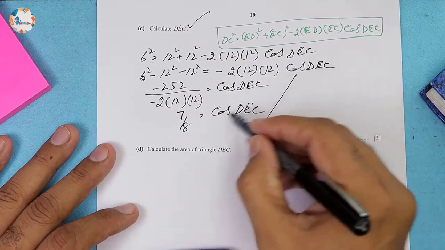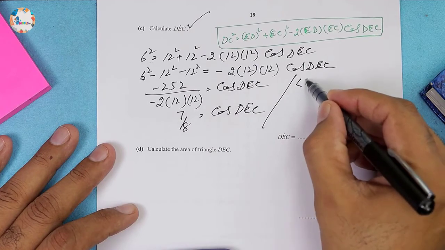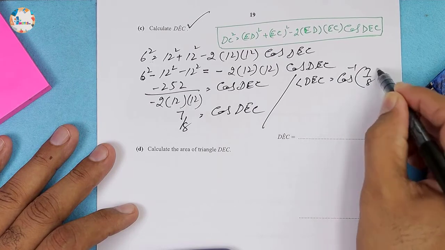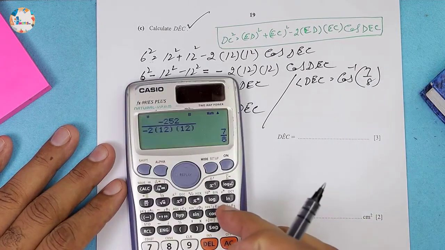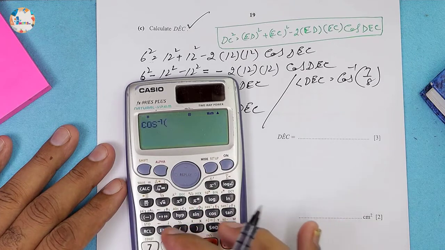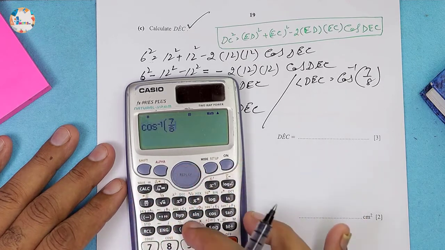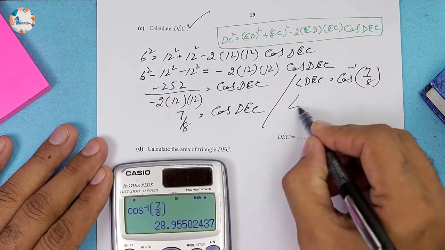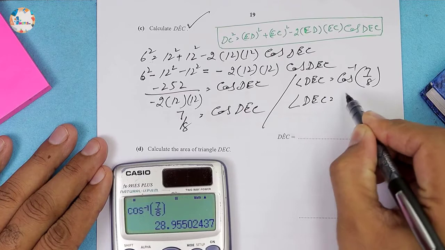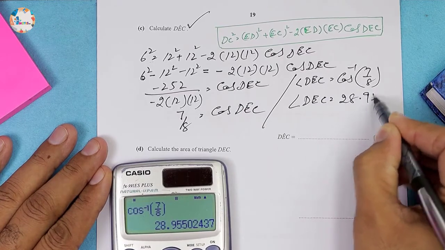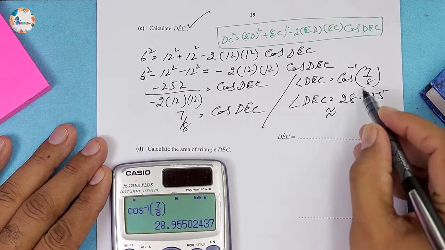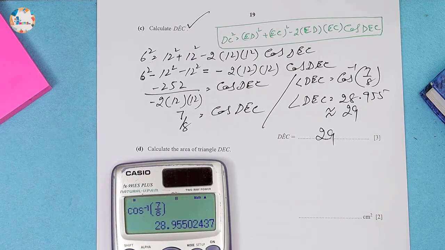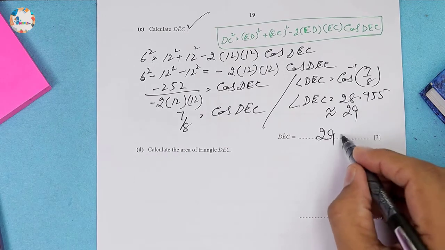So angle DEC will be equal to cos inverse of 7 over 8. We can find this with shift cos of 7 over 8 and bracket close, and this results in 28.955. So angle DEC is equal to 28.955, and we can write it as 29. So 29.0 will be the angle for this one.